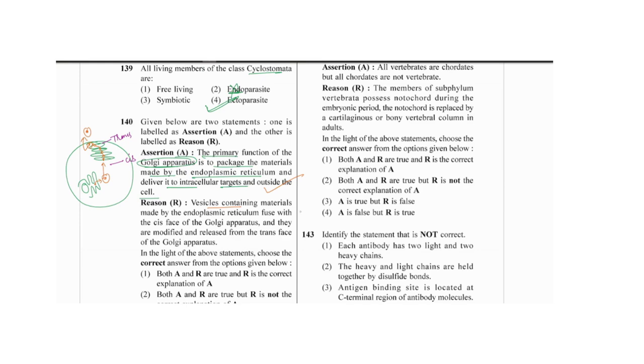Okay, like this. So the vesicle containing material made by the endoplasmic reticulum fuses with the cis phase of the Golgi body, and the modified material is released from the trans phase of the apparatus. As I told you already, the same thing they have given in the reason. So that is why it would be correct, and the explanation will also be correct.